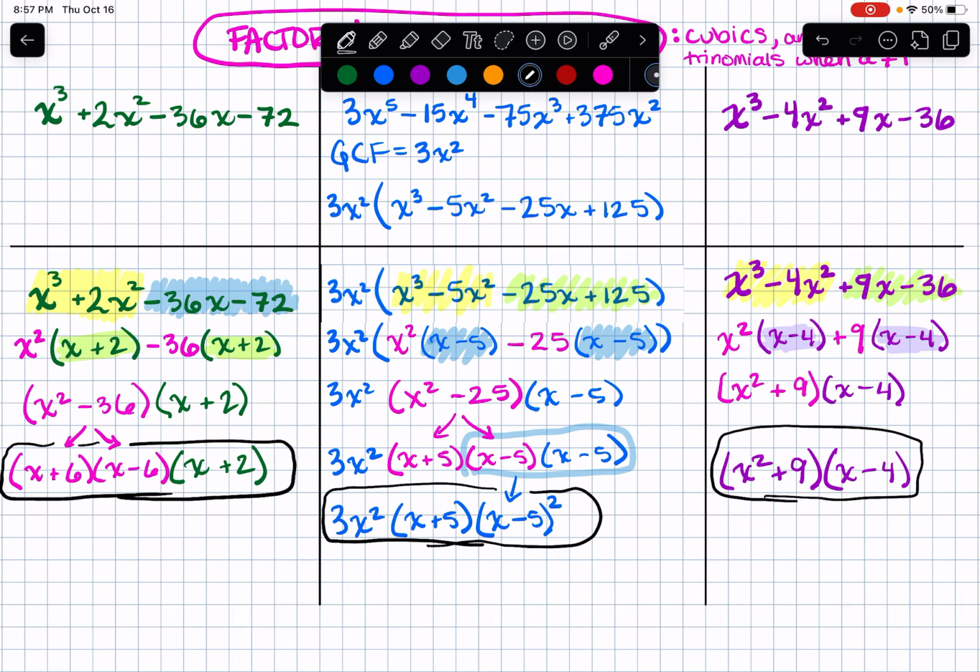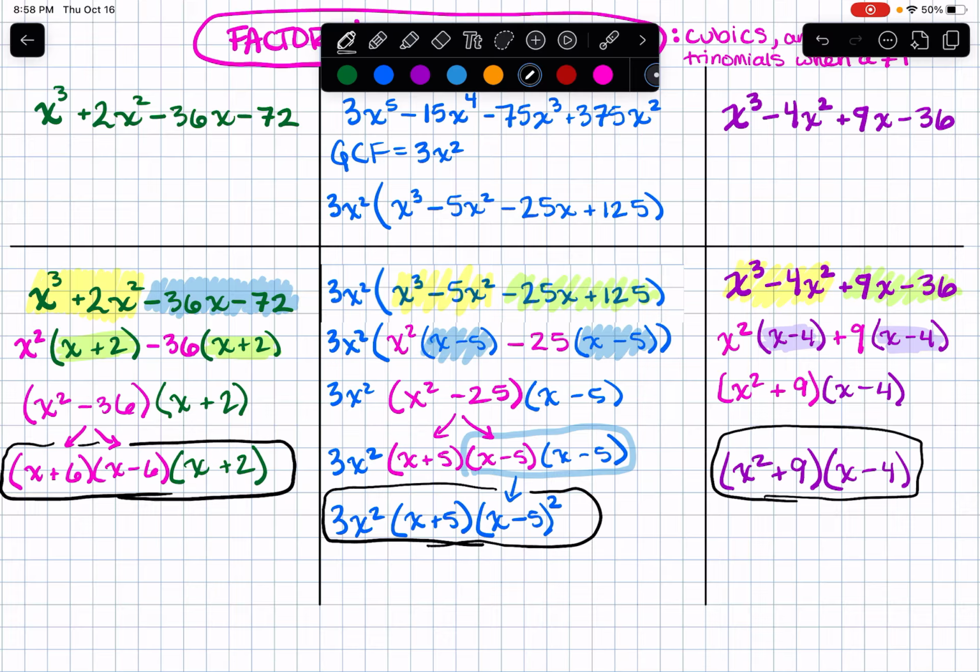So hopefully what you can see with these three simultaneous examples is the general thought process is the same, but your individual expression might have different steps or it might not. The green expression did not have a GCF. It was groupable. It did have a difference of squares, but it did not have any repeated factors. The blue expression did have a GCF. After the GCF, it was groupable. Once we did the difference of squares, we had a repeated factor, so we ended up with a multiplicity of 2 on one of our factors.